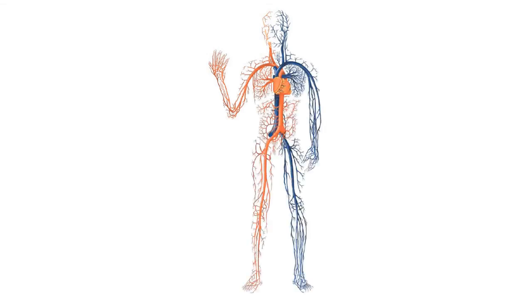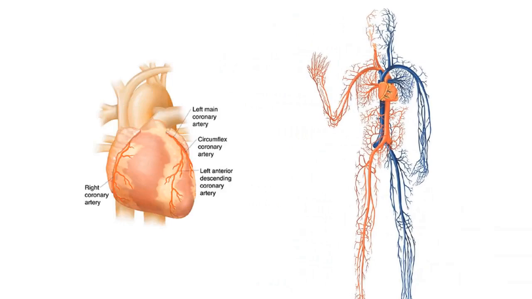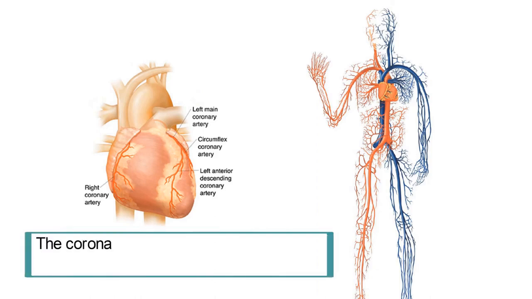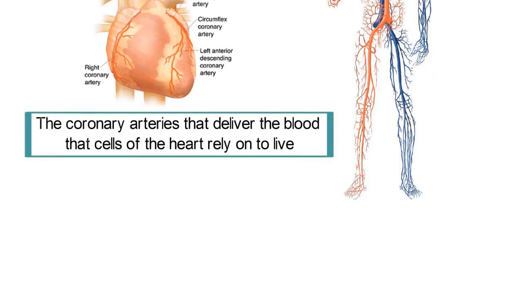When the heart pumps blood, it is only transporting the blood. The cells of the myocardium, the muscular layer of the heart, are not receiving any nutrients from the blood passing through its four chambers. Rather, the blood must be pumped through the arteries of the heart, known as coronary arteries. It is the coronary arteries that deliver the blood that cells of the heart rely on to live.